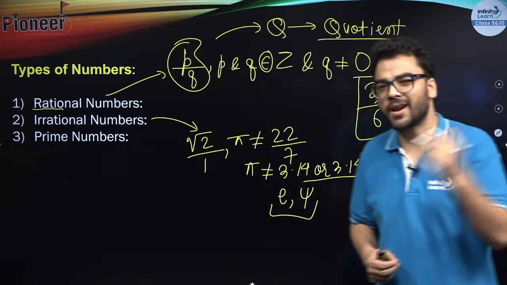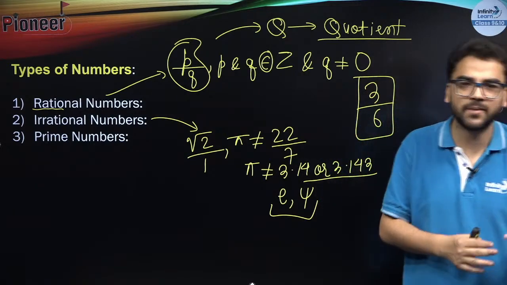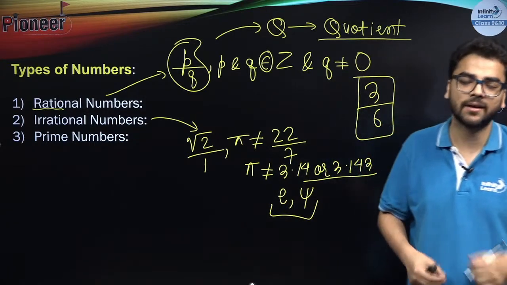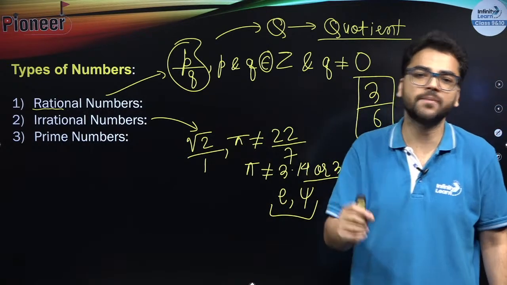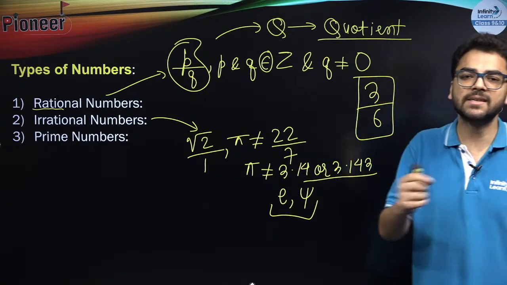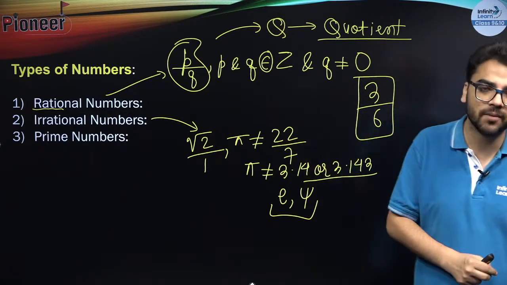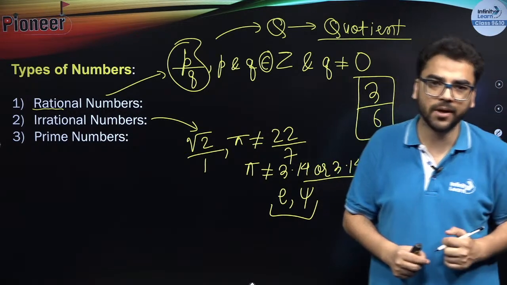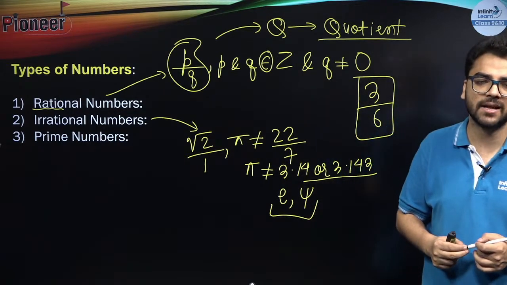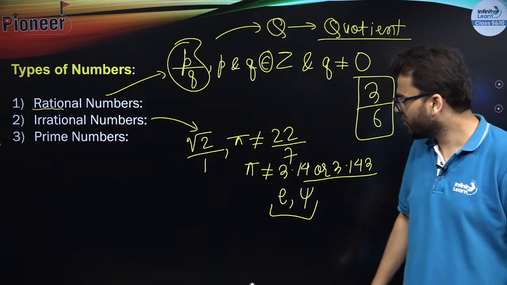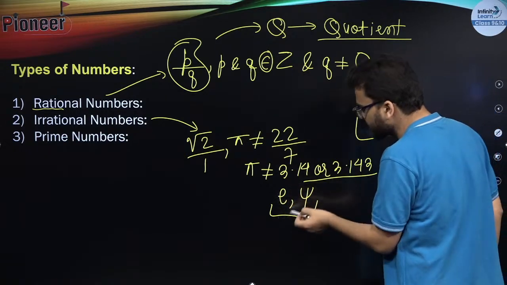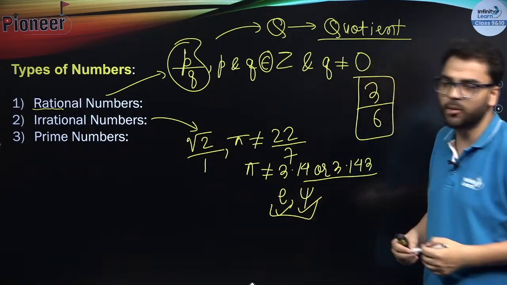There are types of irrational numbers as well, algebraic irrational numbers and transcendental irrational numbers. I am not going into that. There are basically largely two types of irrational numbers. One is algebraic irrational numbers and the other is transcendental irrational numbers. Algebraic irrational numbers are roots of equations having rational coefficients. And transcendental irrational numbers are these. I hope that is clear to you.